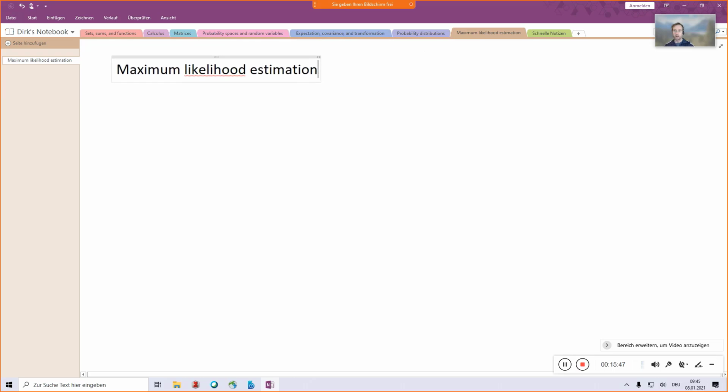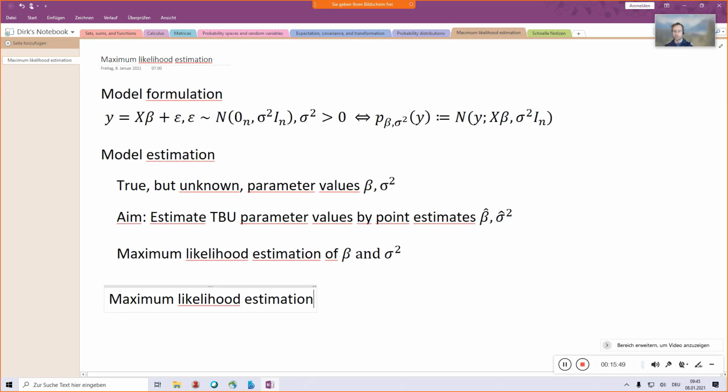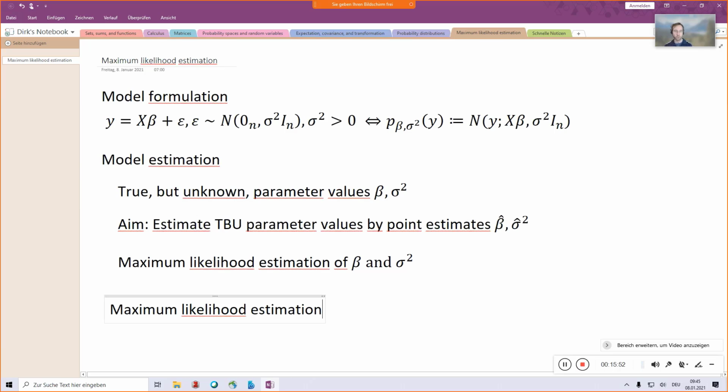Which we then want to apply to the GLM in the second hour. And I still cannot scroll, although it's 2021.